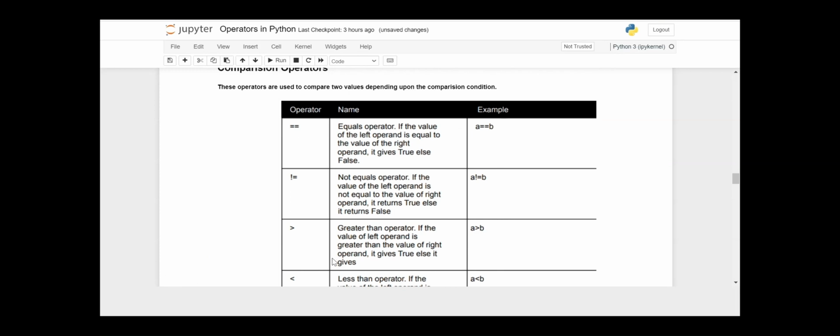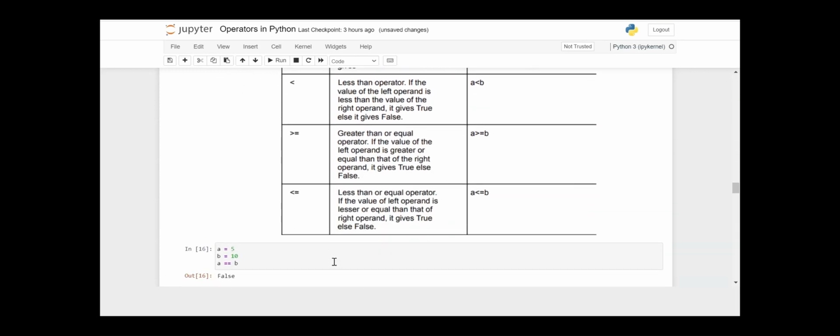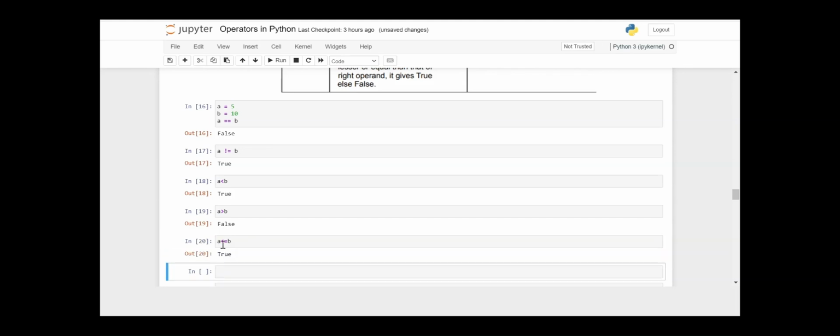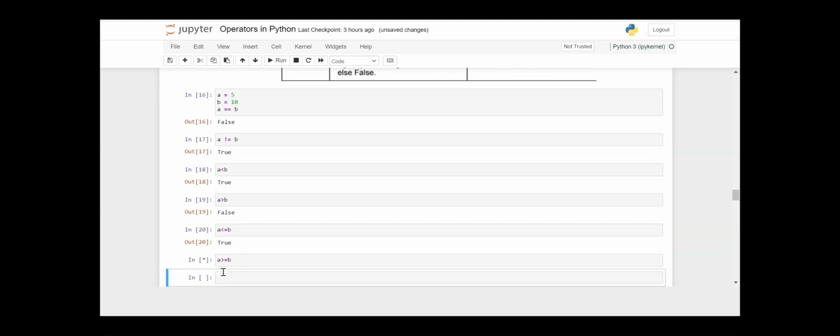Okay, we've done these 4. Next is less than or equal to, greater than or equal to. These are also very similar. It checks for both the conditions, right? So it is less than, so it is going to say true. And it is not greater than or equal to B, so it is going to give us false.